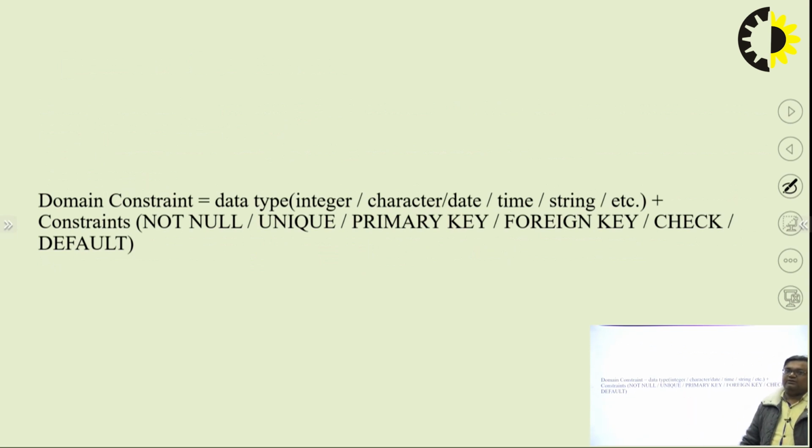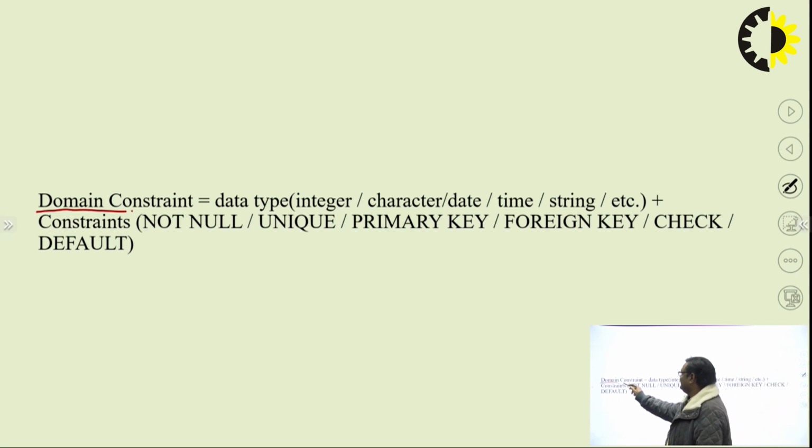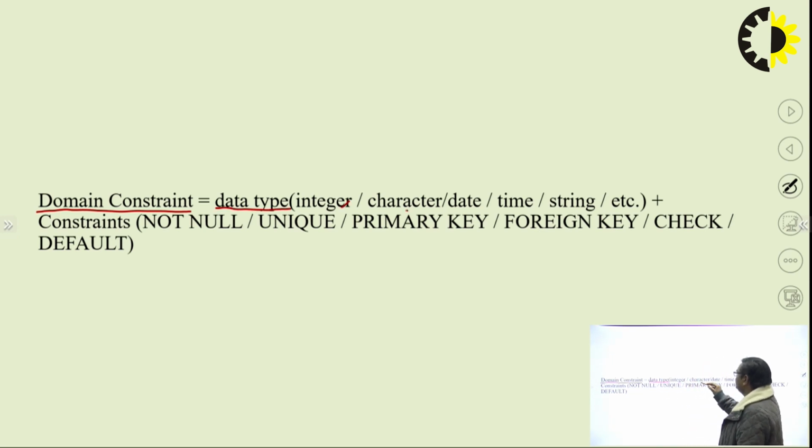So what we got is the domain constraint. Domain constraint will be implemented for data types like integer, character, date, time, string, etc. We can use any other data type also, plus the constraint. Like if we want to implement an integer data type, it should not be null, we have to give all the integer values, or it should be unique, meaning not repeated.